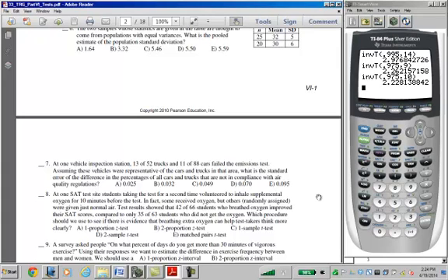13 of 52 and 11 of 88 cars fail the emissions test. Assuming these vehicles are representative cars, what is the standard error of the percentage of cars and trucks that are not in compliance with air? Of the difference.